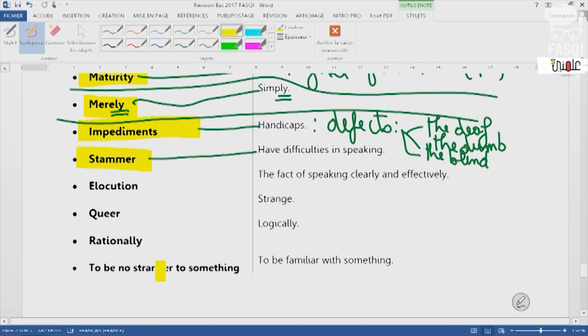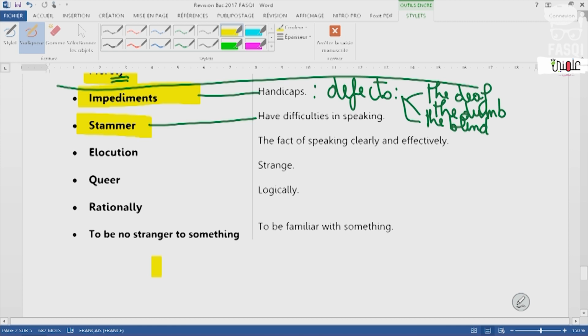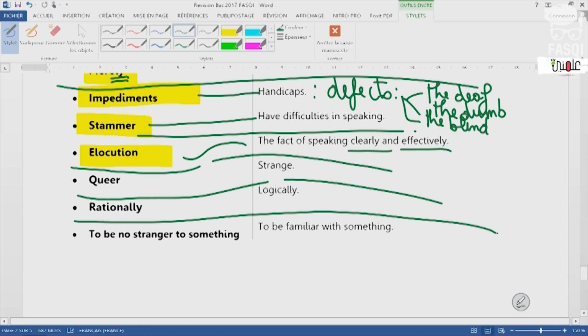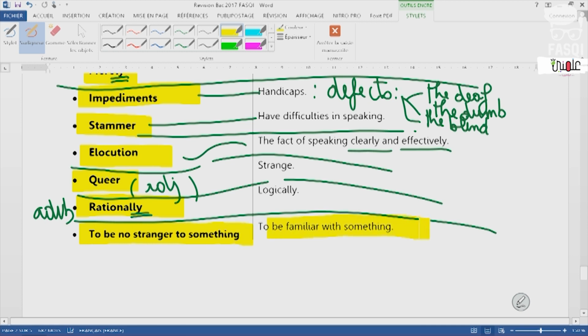As opposed to that, look at the opposite word, elocution, the fact of speaking clearly and effectively, with no trouble. Then we have queer, strange, an adjective. Rationally, as I told you previously, dear pupils, with adverbs you're going to have the ly. Look at this expression, to be no stranger to something, that's to be familiar with something.